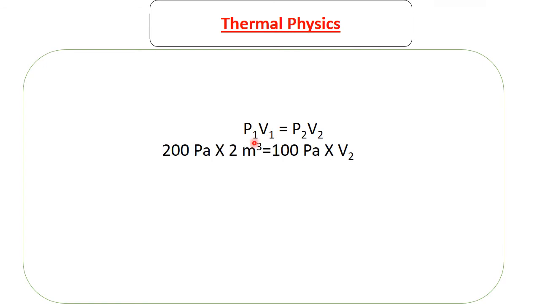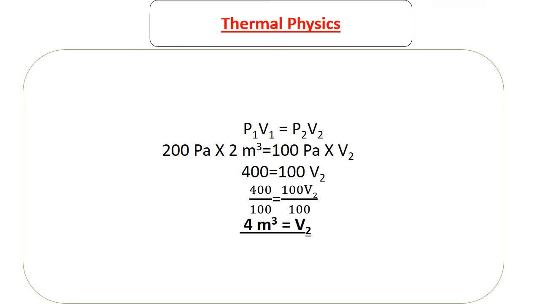Plug in P1, the first pressure, 200 newtons per meter squared, or pascals, times 2 meters cubed, equals pressure 2, 100 pascals, times volume 2, which is what we're looking for. So we solve for volume 2. First we find 200 times 2, and we have 400 equals 100 V2. We can divide both sides by 100. When we do that, we have 4 meters cubed as the second volume. So this is how to use that equation.